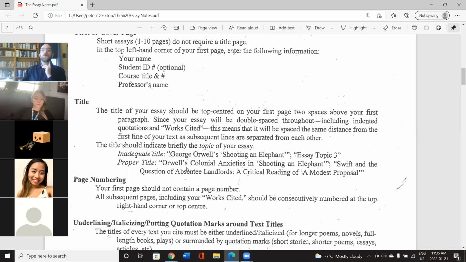And you're going to argue that Orwell's "Shooting an Elephant" exhibits certain anxieties about colonialism. Okay, that's a good title. Here's another good title: Swift and the Question of Absentee Landlords: A Critical Reading of "A Modest Proposal." These are examples of strong titles. These are examples of weak titles.